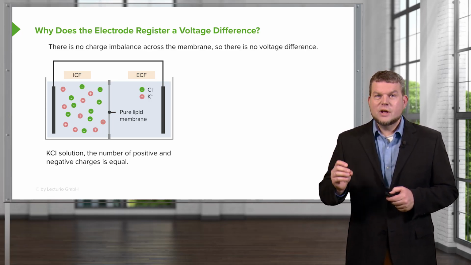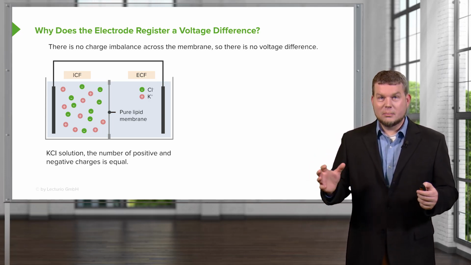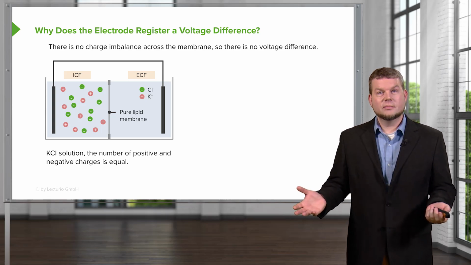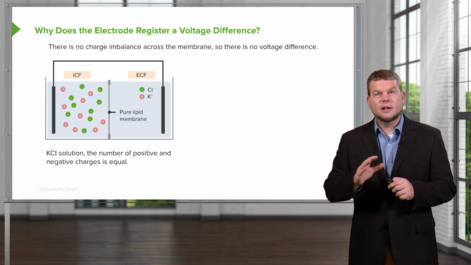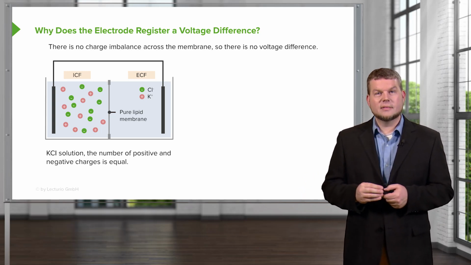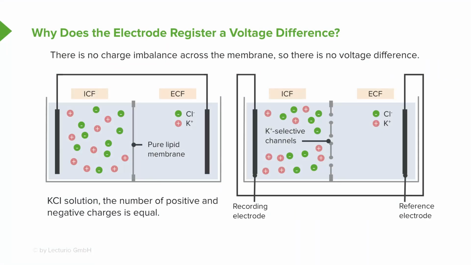So when there is no charge imbalance across this particular membrane, there's no voltage. So even though there's a different number of ions on one side than the other, there's no voltage. Let's now contrast that with another condition in which the membrane between the baths now has little channels in it. And these channels are going to allow some of the ions to travel through.